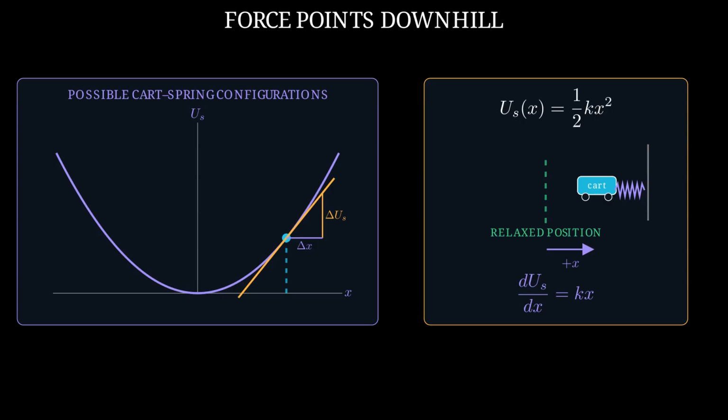The local slope is positive, and for an ideal spring it equals k times x. The spring force is the negative of that slope. It therefore points left, back toward lower potential energy and the relaxed configuration.